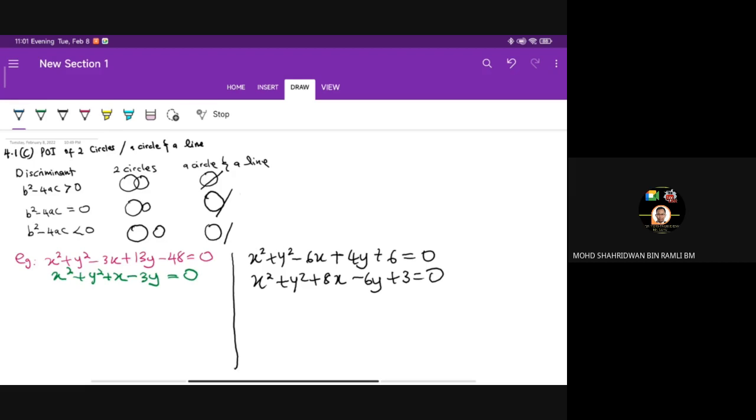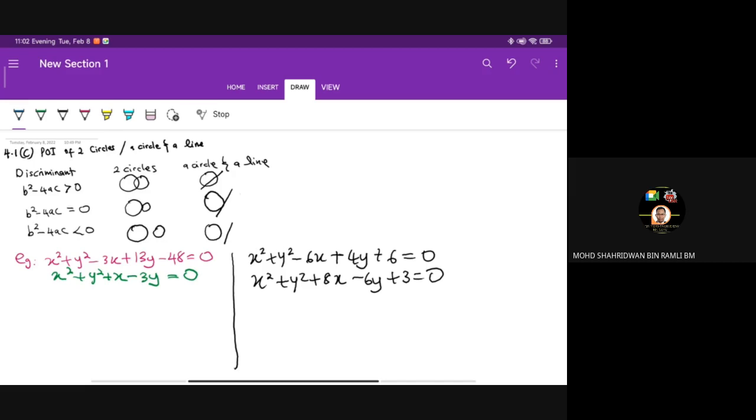Next, for part B, you have to know how to obtain either a general equation or a standard equation of a circle by a certain condition. For example, when you are given three points lying on a circle or 2 points lying on a circle and so on.